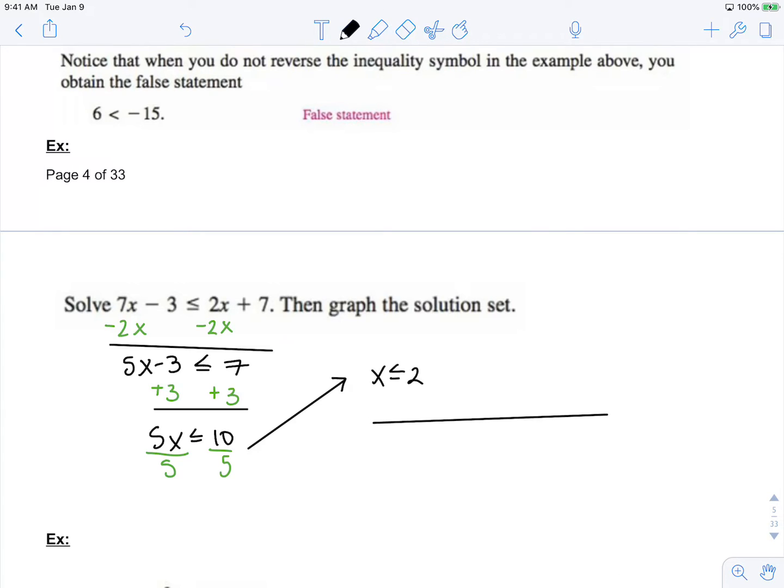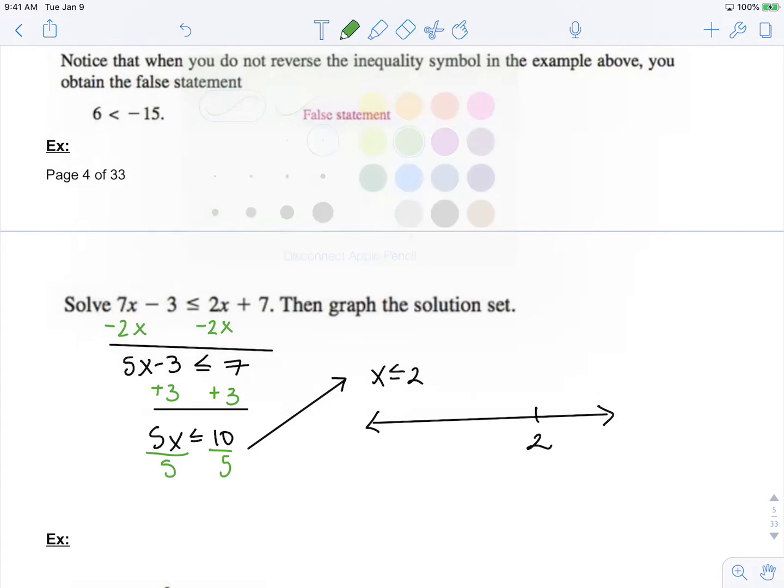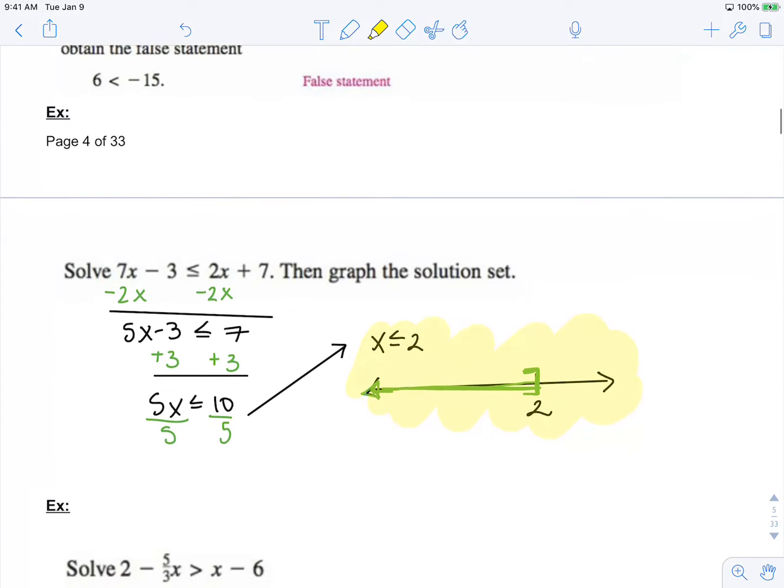So if I want to graph this on a number line, this is going to be an unbounded interval. 2 is my endpoint. I want less than or equal to 2, so I put a bracket, and then I shade everything to the left towards negative infinity.